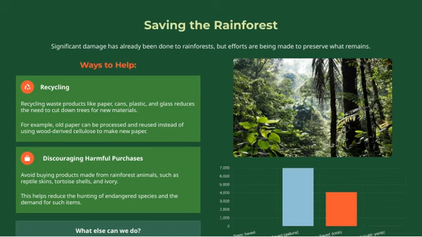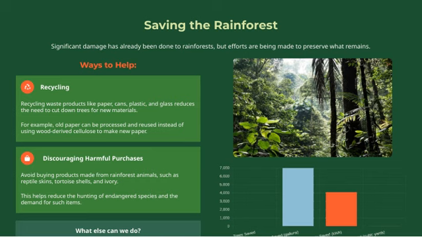Another important step is discouraging harmful purchases. We should avoid buying products made from rainforest animals, such as reptile skins, tortoise shells, or ivory. This helps decrease the hunting of endangered species and reduces demand for these items, which is vital for their survival.